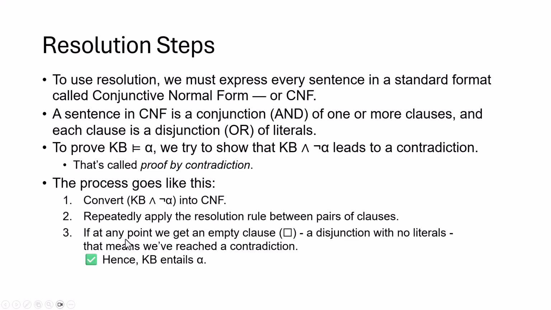If at any point we get an empty clause, which is represented with an empty box or square, a disjunction with no literals, no literals means they are kind of 0 or false. So if everything is false, that means what we are trying to show, KB and not alpha, is false. That means alpha is true. That's the logic. So that means we have reached the contradiction and alpha is true. Hence, KB entails alpha. So that's the idea.